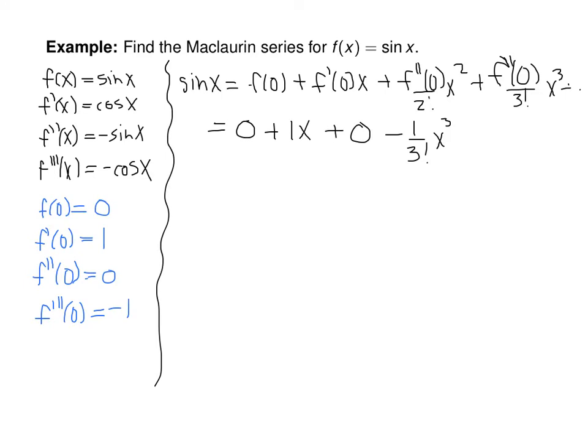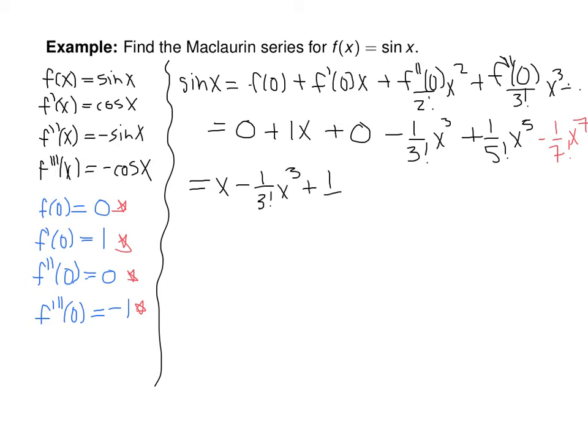Now the fourth derivative will fall into this category, so that will be 0. But the fifth derivative will be 1, so we'll have 1 over 5 factorial x to the 5th. The sixth derivative will be 0, but the seventh derivative is going to be negative 1. So we'll have minus 1 over 7 factorial x to the 7th. So as you can see, what we're getting here are all the odd powers, which, if you remember from pre-calculus, sine is an odd function, so it makes sense that sine should have an odd numbered polynomial expansion.